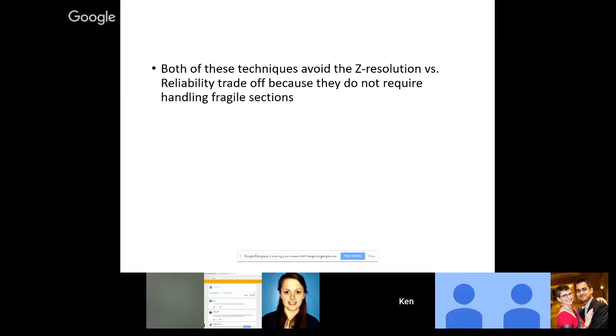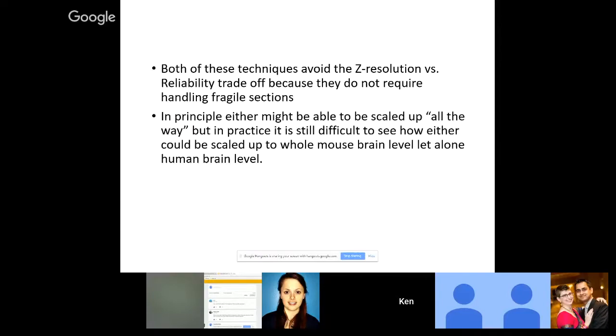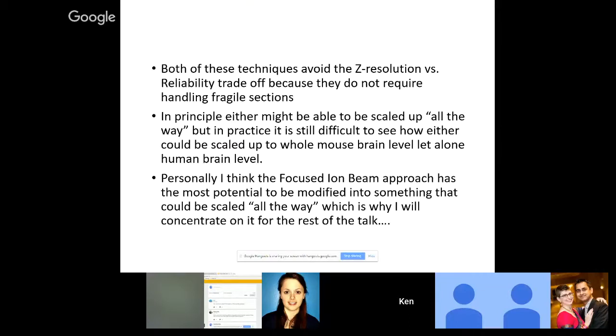Both of these techniques avoid the Z resolution versus reliability trade-off because they do not require handling fragile sections. In principle, either might be able to be scaled up all the way, but in practice, it is still difficult to see how either could be scaled up to whole mouse brain level, let alone whole human brain level. Personally, I think the focused ion beam approach has the most potential to be modified into something that could be scaled up all the way, which is why I will concentrate on it for the rest of the talk.